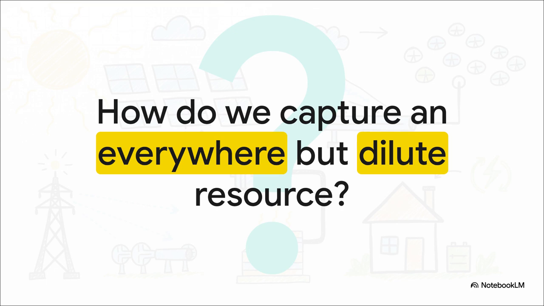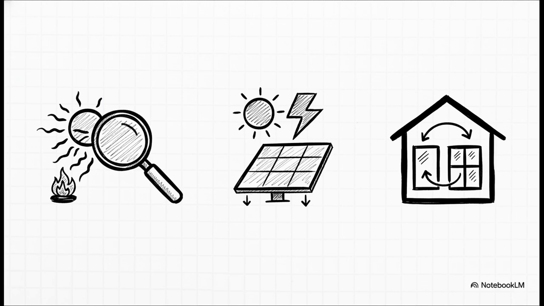So to capture enough of it to actually power our lives, you usually need massive surface areas, which obviously requires a ton of space and capital. Plus, it's intermittent. It vanishes at night and hides behind clouds. Capturing a resource that is both extremely dilute and intermittent, that demands some seriously brilliant engineering. So how do we solve this dilution problem? Well, we basically break it down into three main methods.